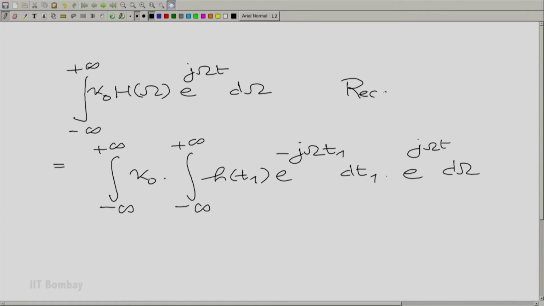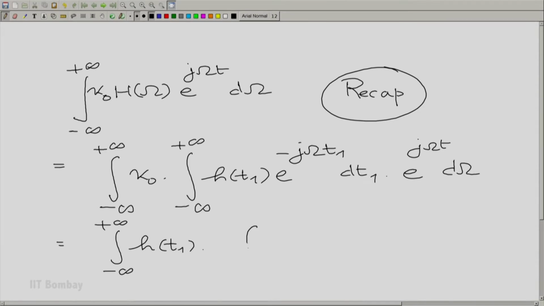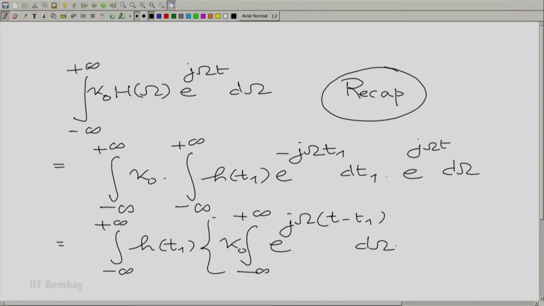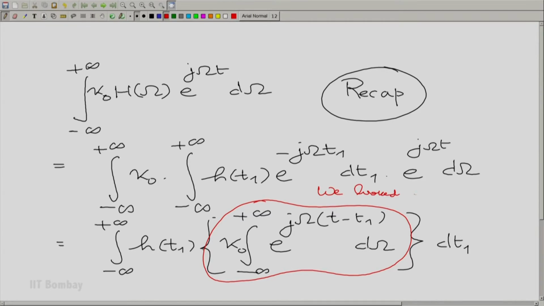I will write here, it is a recap. We need to do a recap. And then we rearrange this. We said you could keep h(t1) outside and then take the omega integral inside, and kappa 0 being a constant, we could keep that outside, and then look at the integral e raised to the power j omega (t minus t1) d omega, and this is then integrated with respect to t1, and we were trying to evaluate this integral.